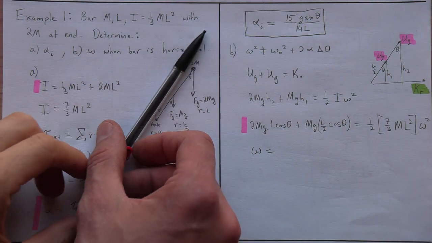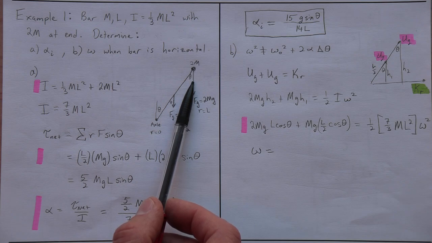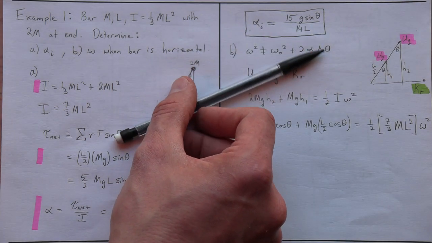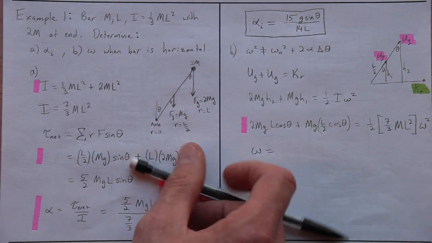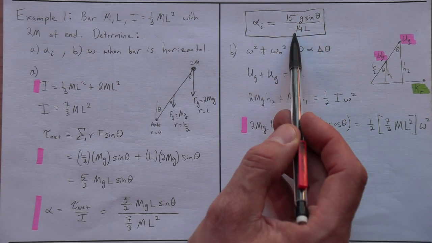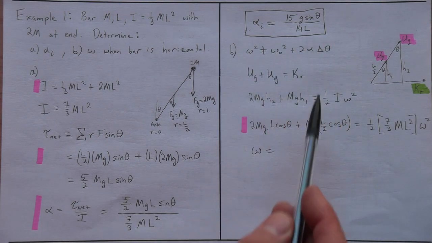But the moment this starts tipping down, this angle changes. It gets closer to 90 degrees. And so the torque increases. The alpha increases as it's falling. So this only works if the alpha stays a constant numerical value. But it does not. So we cannot use these. These are only for constant accelerations.